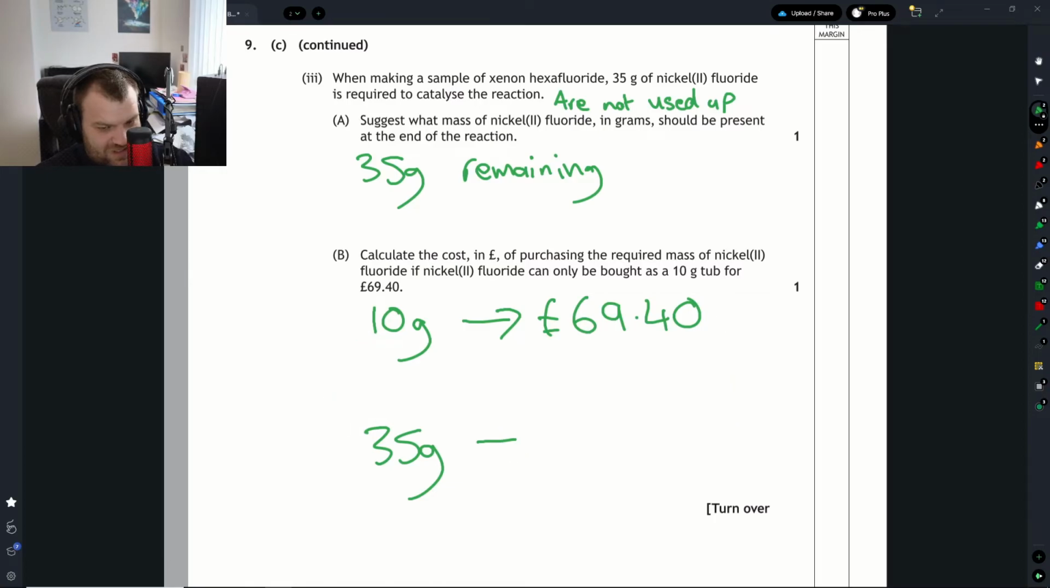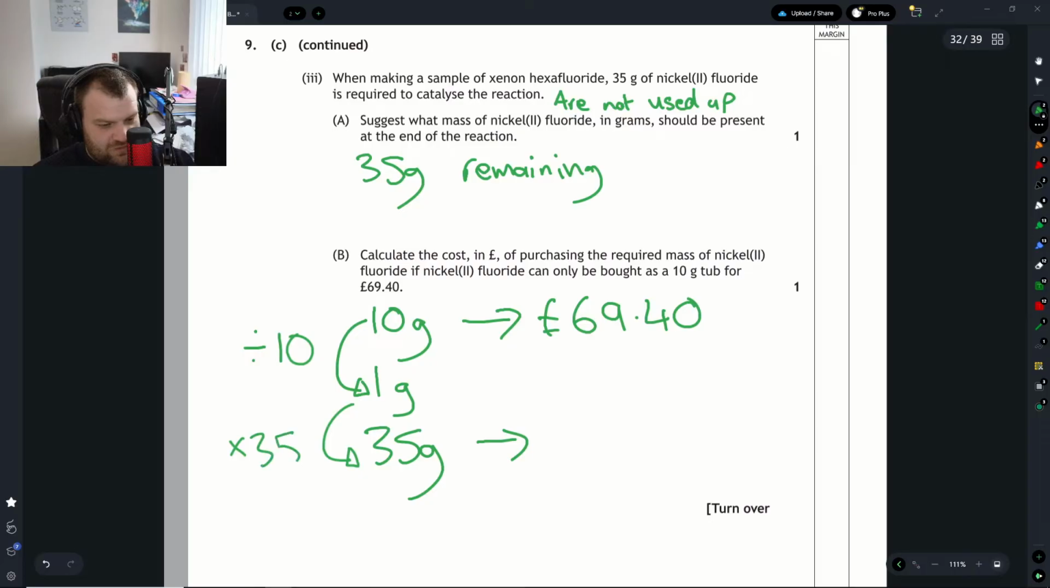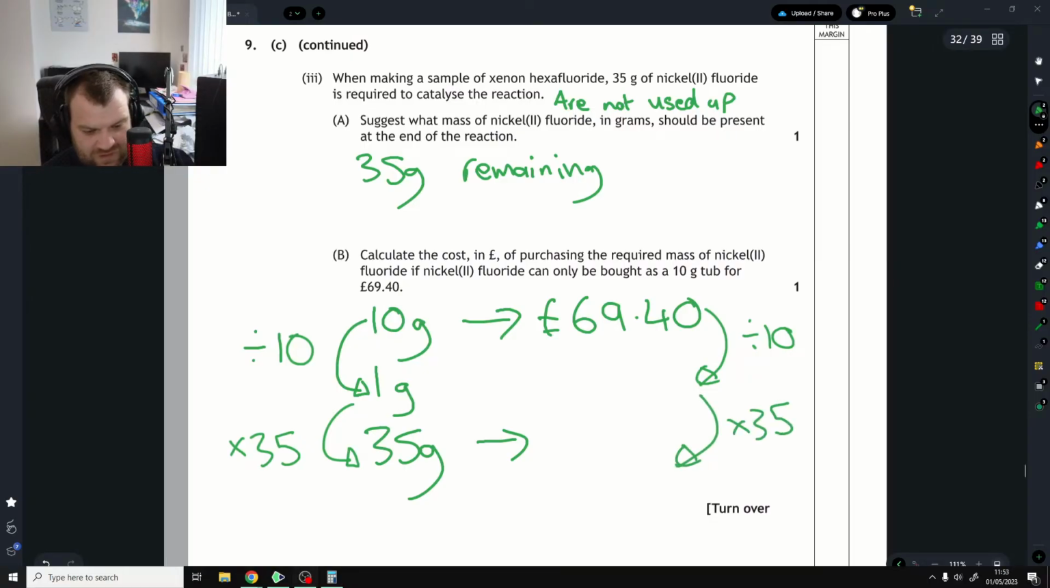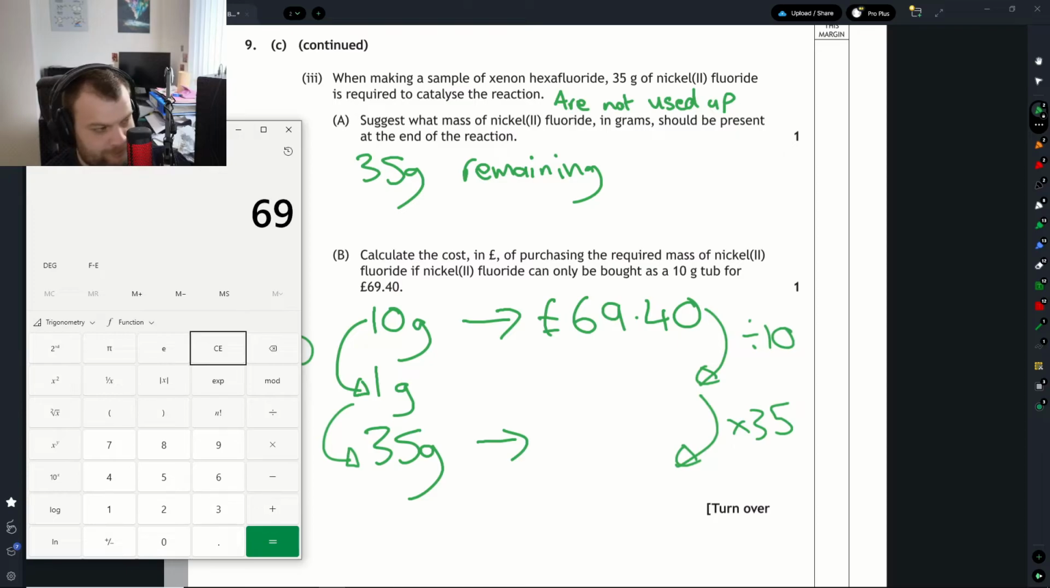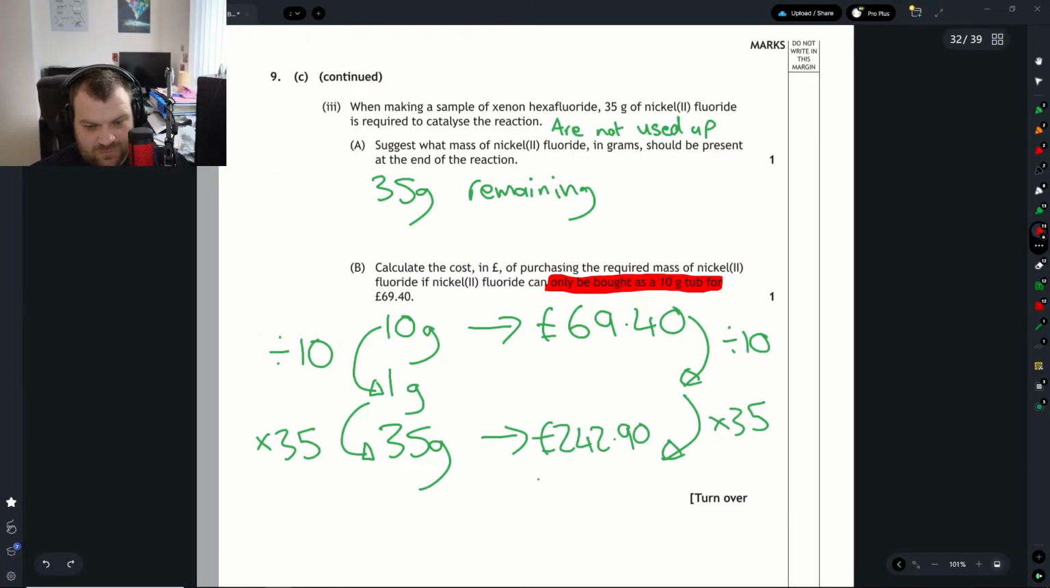What I would think about doing is getting to 1 gram. How much would it be for 1 gram? Go from 10 to 1. We want to get it smaller, so we're going to divide by 10. Any number divided by itself gets you to 1. You go from 1 to 35 by times by 35. We want to do the same on the other side. Divide by 10 times by 35. Take our calculator, 69.40 divided by 10 times 35 gives you £242.90.